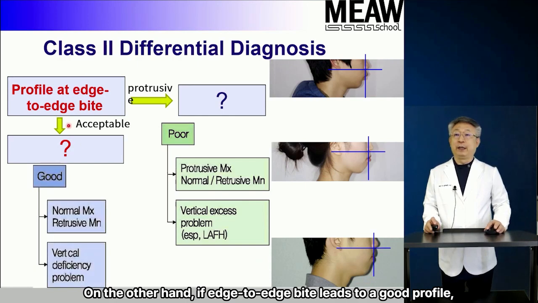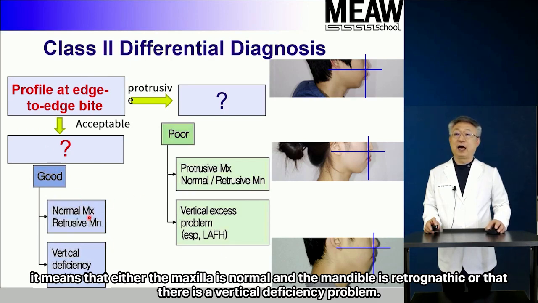On the other hand, if edge-to-edge bite leads to a good profile, it means that either the maxilla is normal and the mandible is retrognathic, or that there is a vertical deficiency problem.